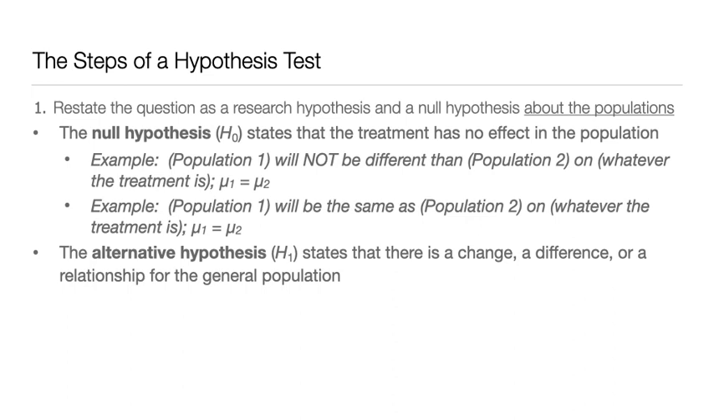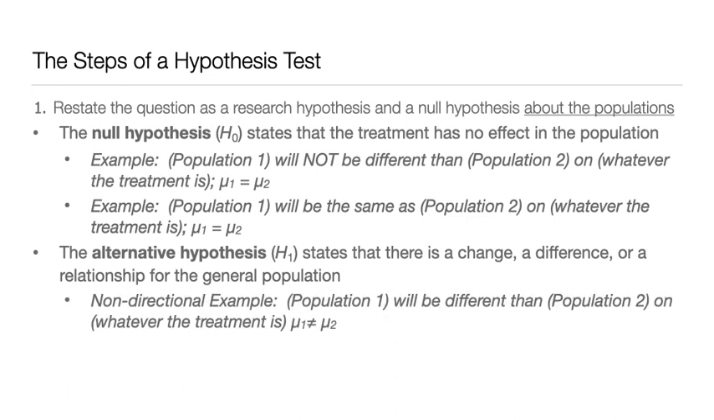That alternative hypothesis or that research hypothesis says that there is a change, there is a difference, there is a relationship. Those could be 2 different kinds of relationships, right? We could have that non-directional relationship that's just that there's a difference, right? So population 1 will be different than population 2 on whatever the treatment is, right? And so here we would say that those 2 population means are not equal to each other because there's a difference there. So again, this is just ahead of time. What are we looking for? What are we hoping to find support for? The alternative hypothesis. And what are we trying to reject? The null hypothesis.